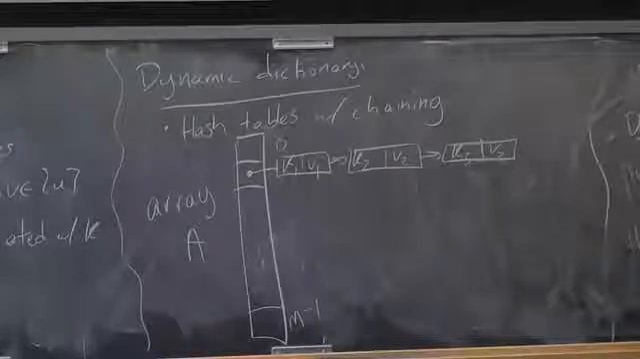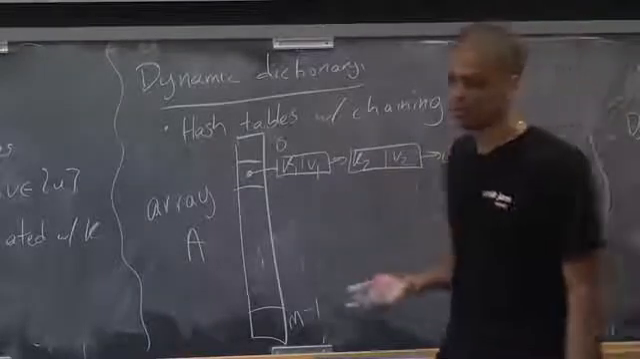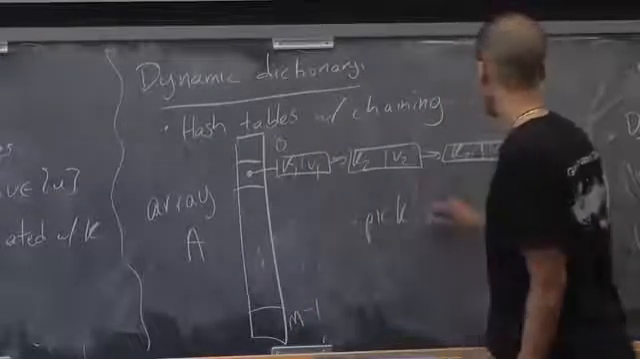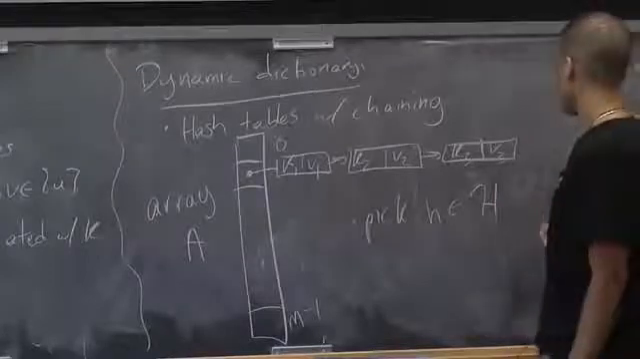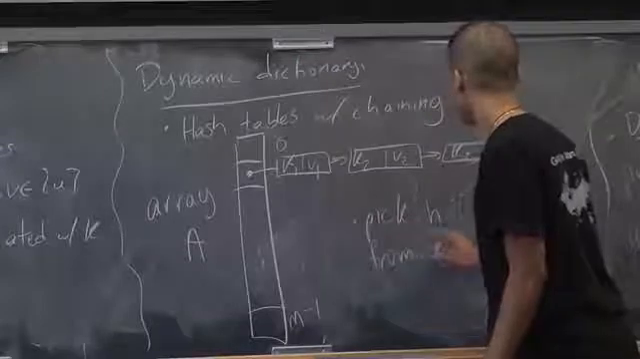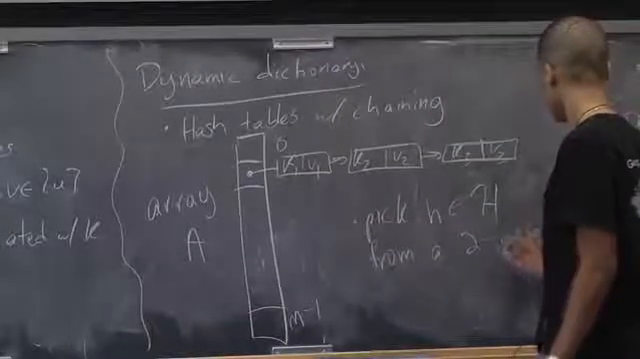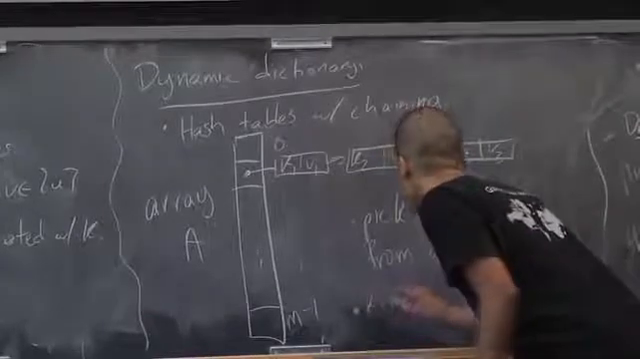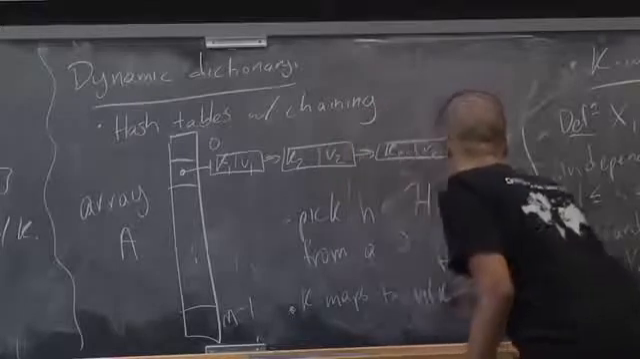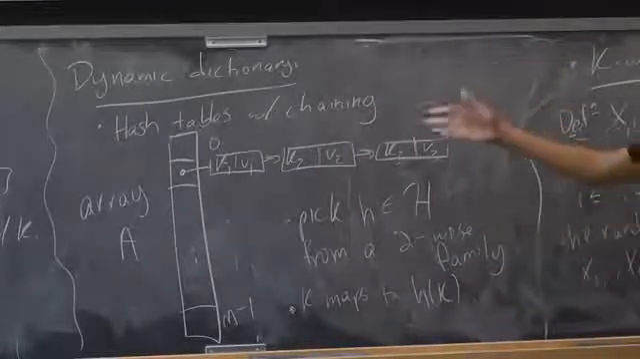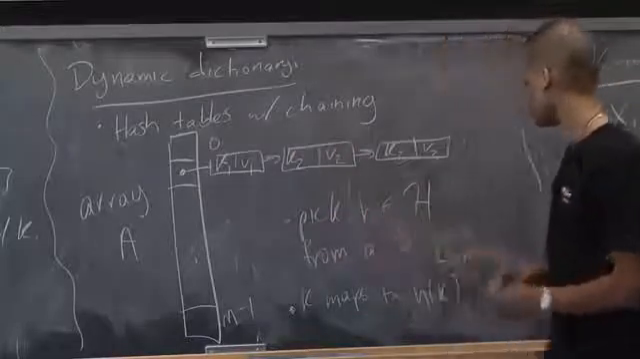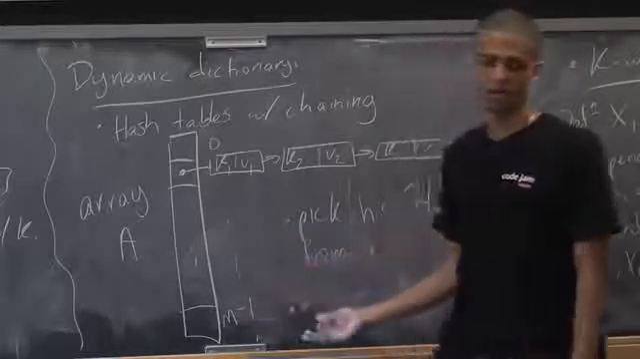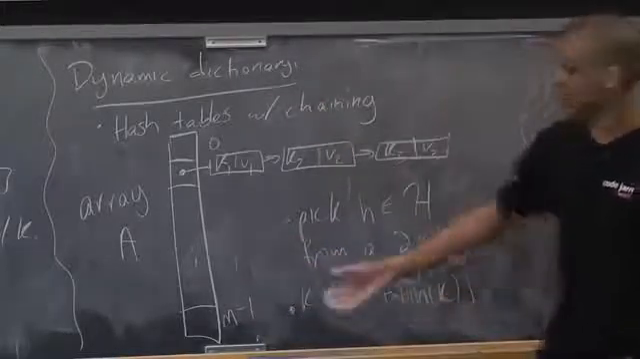When you do an update, you also pick h from a 2-wise independent family, and k maps to h of k. The basic idea is you initialize this array A of size m. Initially, all the linked lists are just empty, so these are all null pointers.